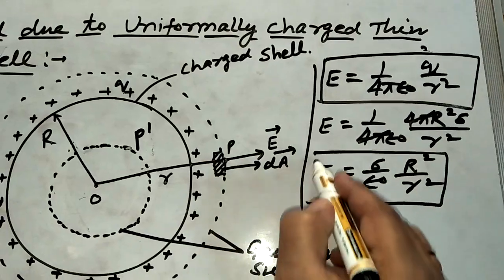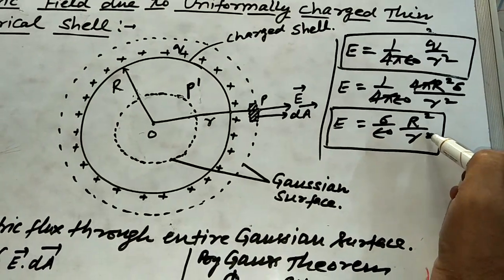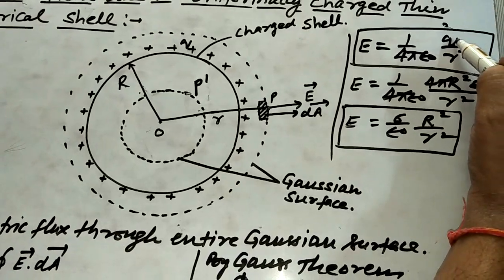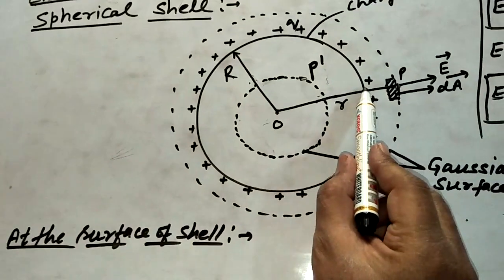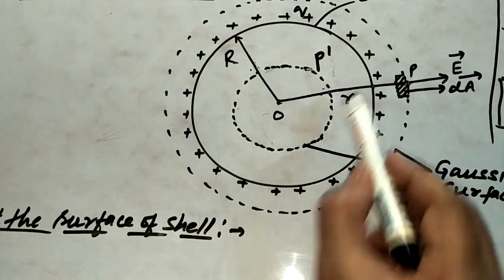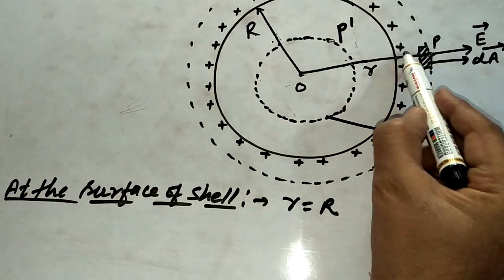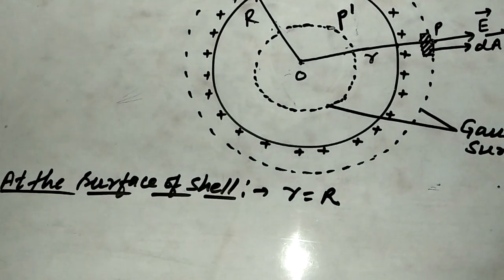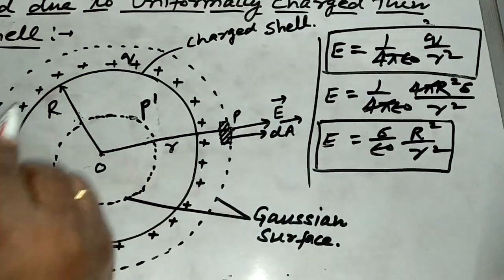So the electric field at any point outside the cell, either this one or this one. This one is given in terms of the surface charge density, and this one is given in terms of the charge given to that spherical cell. And for finding the electric field at the surface of this spherical cell, simply in place of small r, we will write capital R. When small r is equal to capital R, then this point P lies on the surface of the cell. So simply in this formula, in place of small r you put capital R, then you will get the electric field at the surface of this spherical cell.